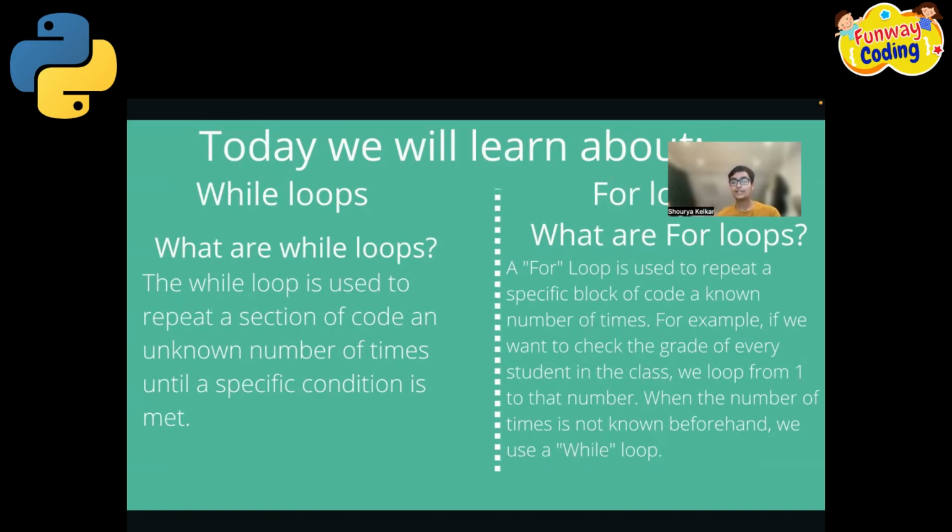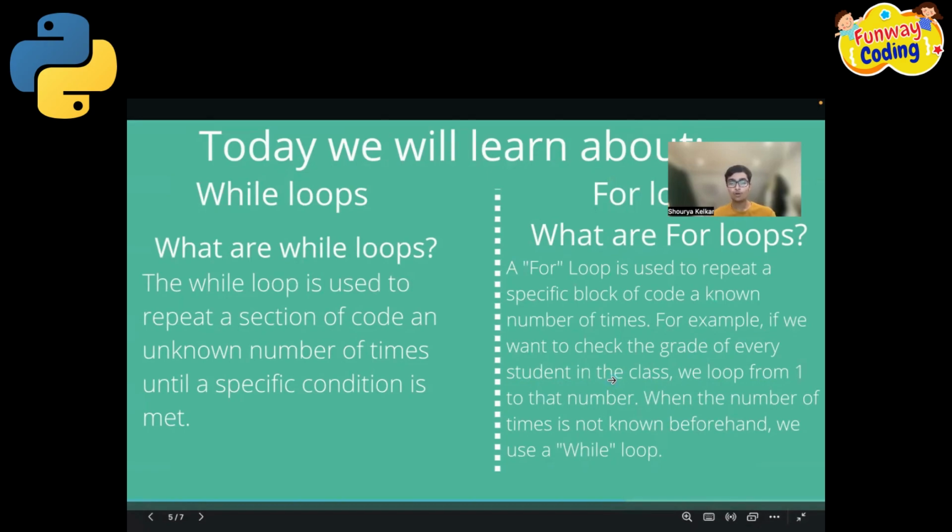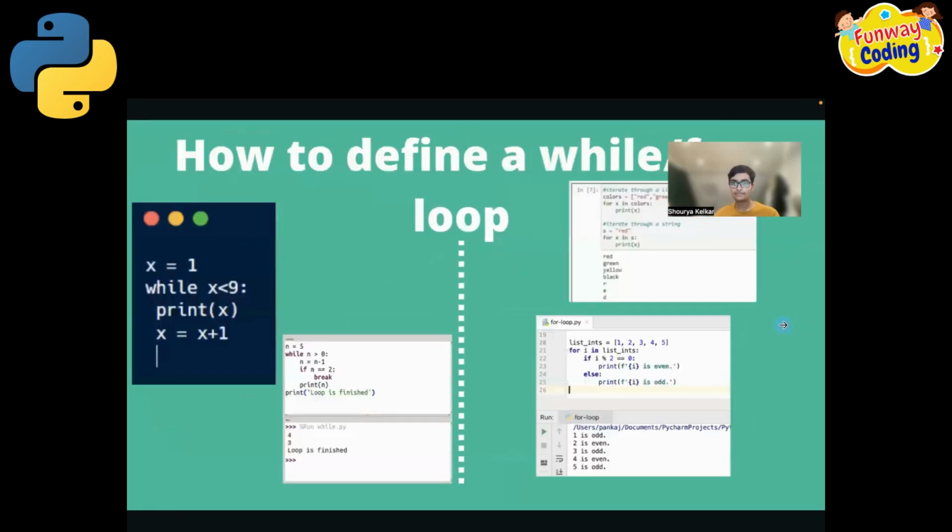With for loops, we know how many times it's going to repeat. Suppose we want to check every grade of the students in the class: we look from one to that number, so we know how many times we're going to loop it. That's why we use the for loop. If we didn't know beforehand, before writing the code, we would use a while loop.